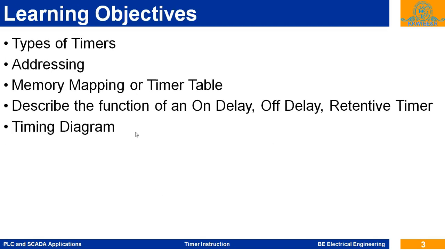The learning objectives are types of timers, addressing, memory mapping or timer data table. Describe the function of an on delay, off delay, retentive timer and the timing diagram. So after learning this lecture, you can understand the different types of timers, how to write down the address, the memory mapping for timer instruction, and you should be able to describe on delay, off delay and retentive timer and their timing diagrams.